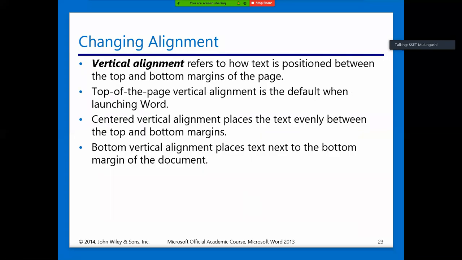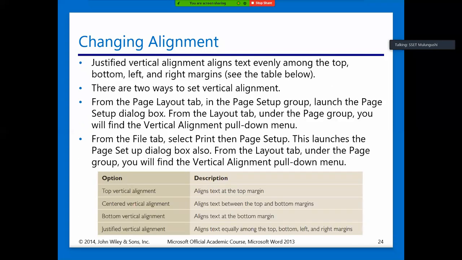And like I said, we also have the vertical alignment. This one will refer to how text is positioned between the top and the bottom of the page. We have different variations of vertical alignment: center vertical alignment and bottom vertical alignment, as well as top of the page vertical alignment, which we can use. When you're changing alignment, for the most part, these options are within the Home tab and the Paragraph group for you to use right there on the fly.